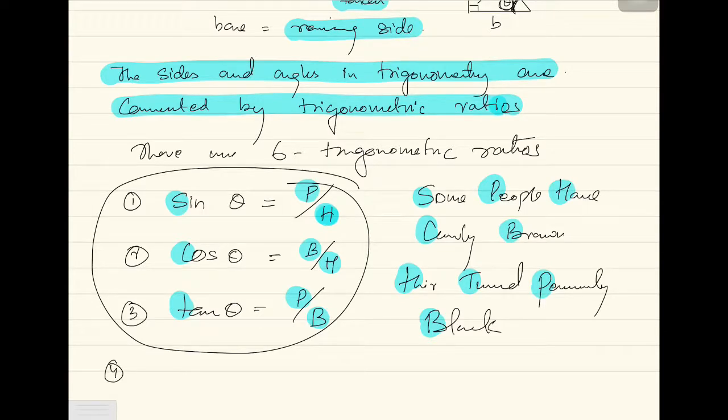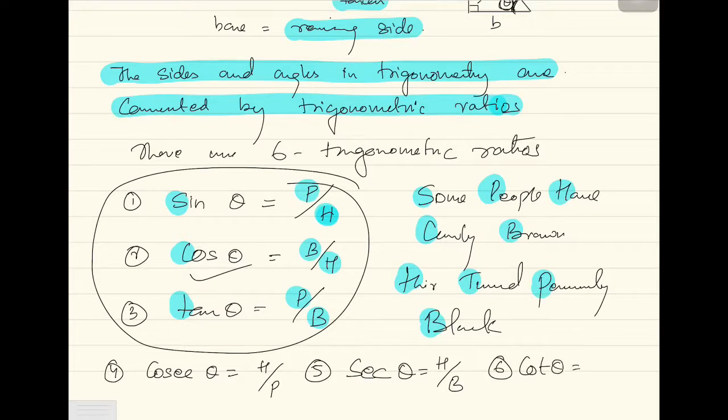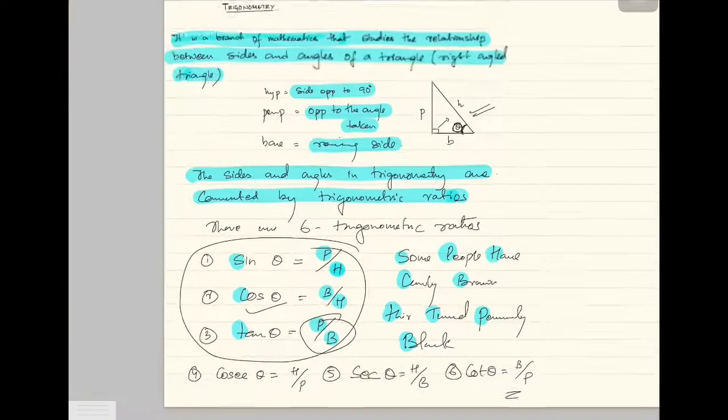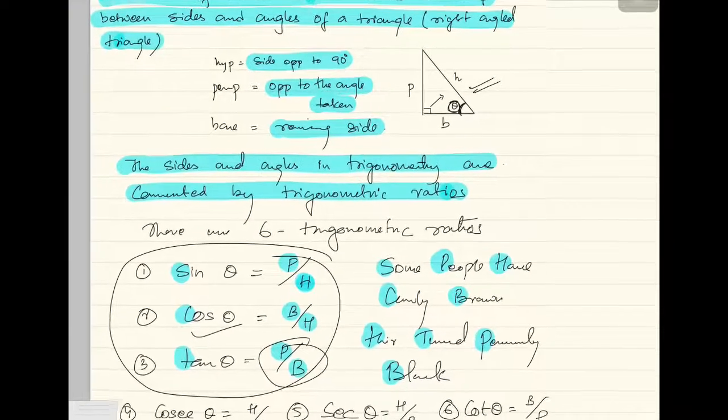Let me write it down here. Fourth one is cosec theta. Cosec theta is just the opposite of sine. It will be h by p. The fifth one will be sec theta. What will be sec theta? Sec theta will be just the opposite of cos. It will be h by b. And finally, the sixth one will be cot theta. What will be cot theta? Just the opposite of this one. That is b by p. Correct. So these are the 6 trigonometric ratios.